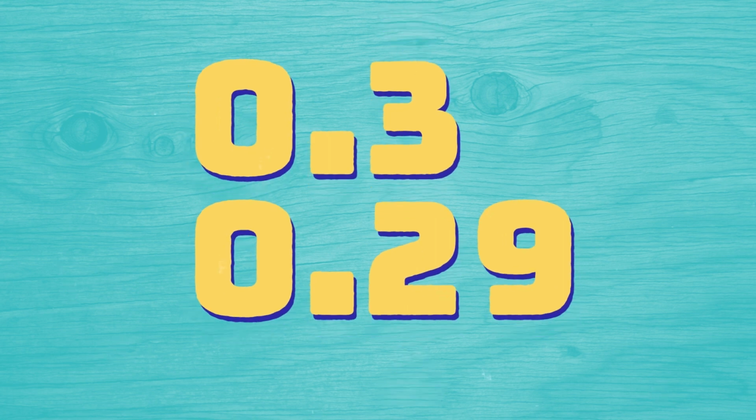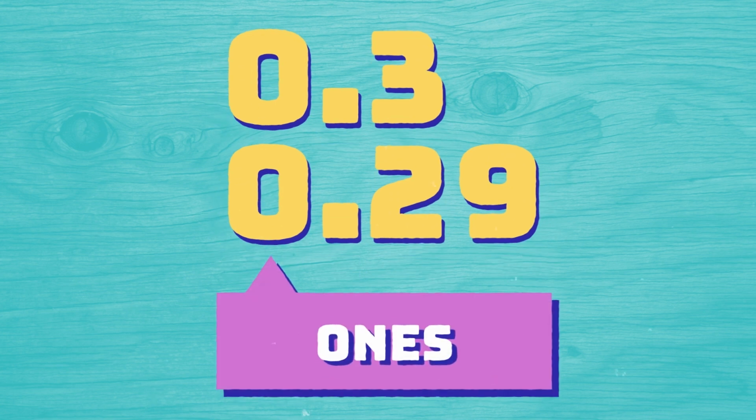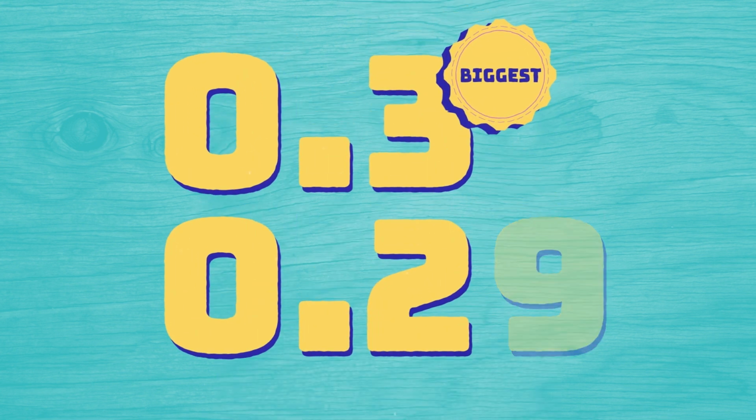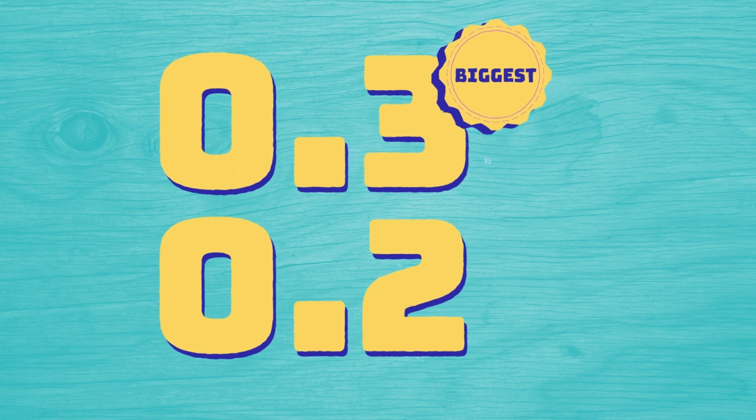So let's compare. The ones columns are both 0. The tenths column, one is 3 and one is 2. Therefore, the higher number, 3, is bigger. It doesn't matter what comes after that, 3 is bigger than 2. If we see 30 and 29, we would recognise that 30 is bigger. And it's just the same really, but with much smaller numbers.